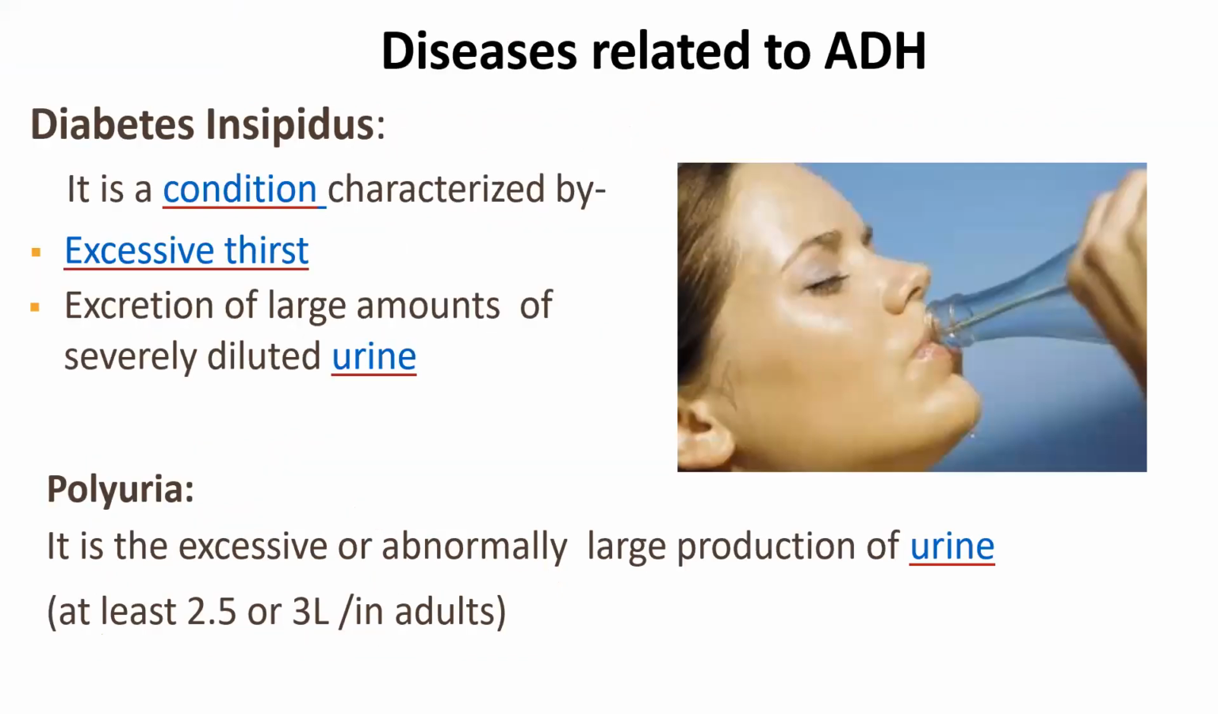So what can be the disease related to vasopressin? It can be diabetes insipidus. You might have heard about it or may not have. It's a condition characterized by a lot of thirst and excretion of a large amount of water, because of the inability to keep water in. And also polyuria, excessive or abnormally large production of urine.